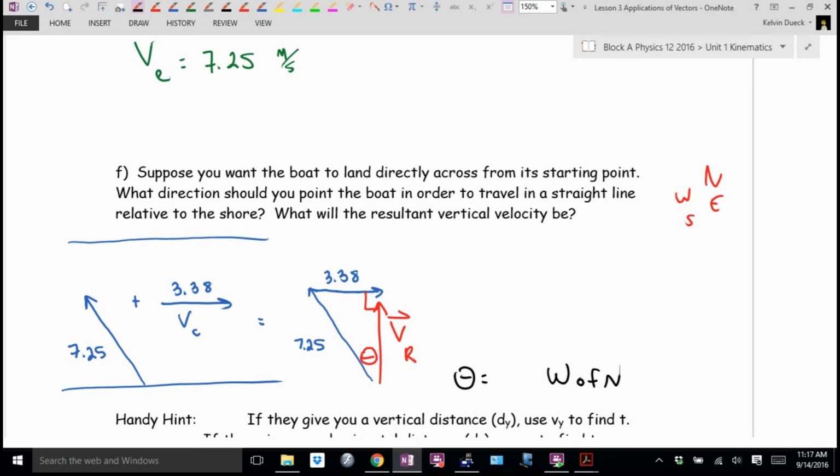Which trig function to find it this time? Not tangent. This is why I said it's going to be usually tangent. That 3.38, opposite, adjacent, or hypotenuse? Opposite. That 7.25, hypotenuse. Which trig function?